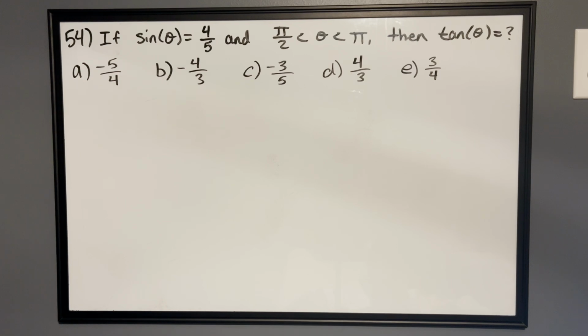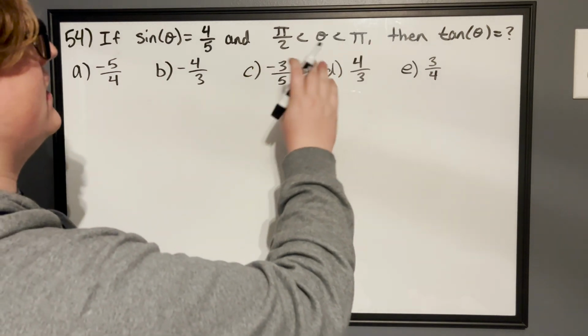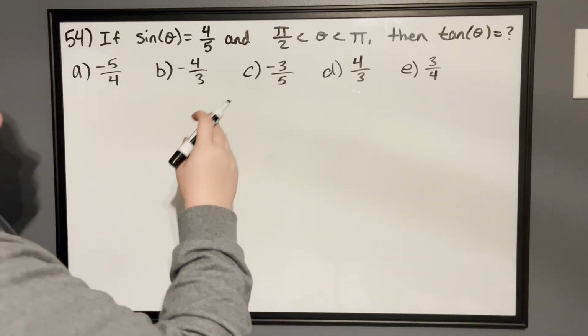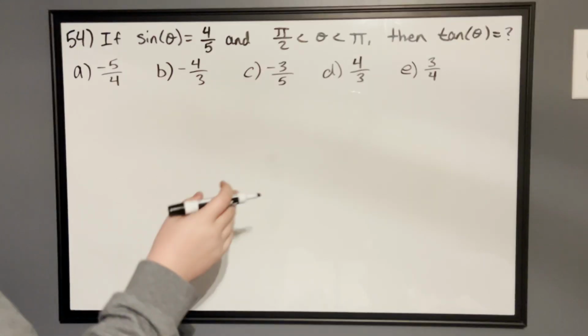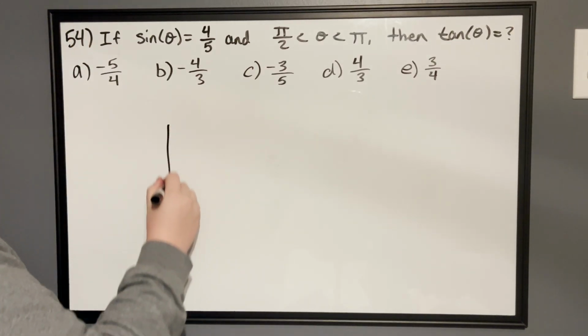All right, so here we have question number 54. It says if sine theta is equal to 4/5 and pi over 2 is less than theta is less than pi, then tangent of theta is equal to what? Well, this right here is just telling us that the angle falls somewhere between pi over 2 and pi. So let's just go ahead and draw what that means.